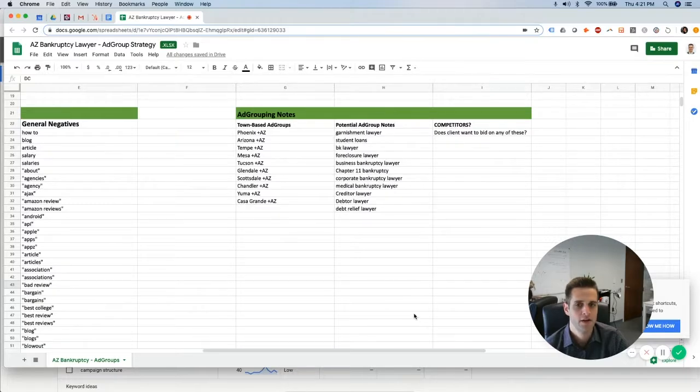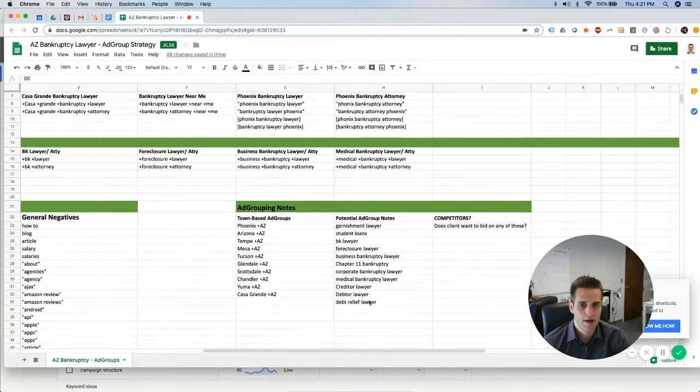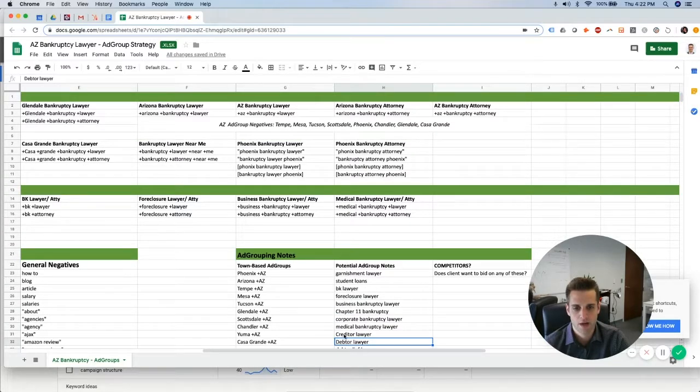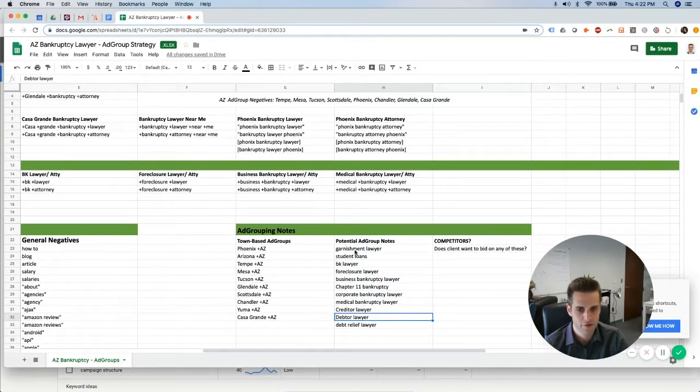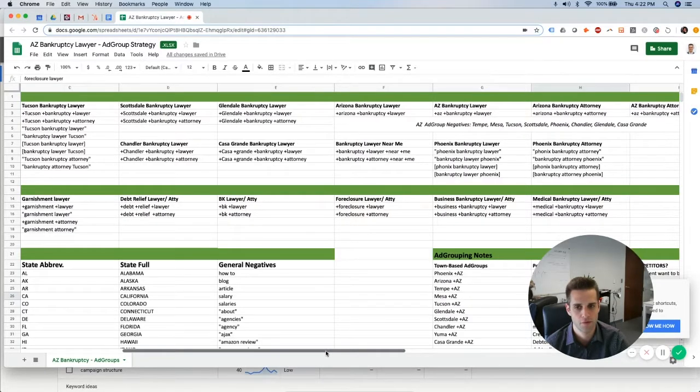And then I just have general ad group notes. These are all the potential ad groups that we could have gone after. Student loans, we could have gone after Chapter 11, we could have gone after corporate keywords, creditor lawyer, debtor lawyer. But since we're very communicative as a marketing company, I asked the client, do you want to go after all of these niche ad groups? And they said, oh, I want to go after X, Y, Z, and this and that. They said they didn't want some of these other ad groups. So this is why it's very important to be clear on what you do want to market for and what you don't want to market for.